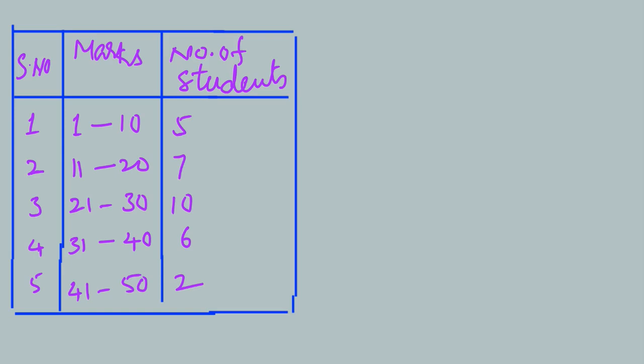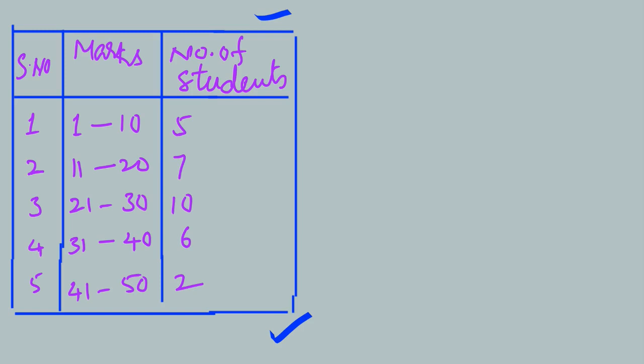Now if we convert that data into grouped data, we have to write it in this way. Here serial numbers are there, the first column is the serial number, the second column is marks. We are converting the total 50 marks into some groups, and these are the number of students. That means 1 to 10 is the first group, 11 to 20 the second group, 21 to 30 the third group, like that. Total 50 marks we have divided into groups of 10.